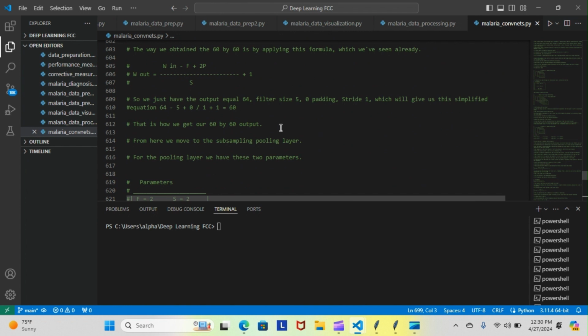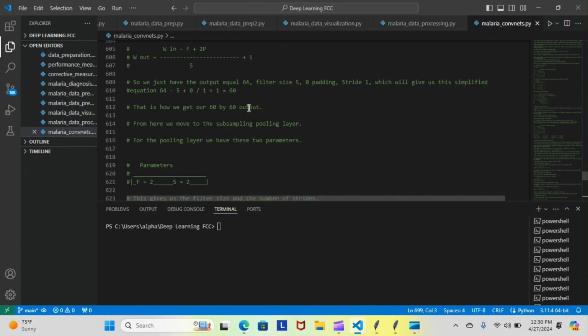So we have the input equal 64, which I just showed you is 64 by 64. The filter size is 5, 0 padding, a stride of 1, which will give us this simplified equation: 64 take away 5 is 59, plus 0, still 59, divided by 1, still 59, plus 1 equals 60. That's how we obtain our 60 by 60 by 6 feature map. And this is how we get our 60 by 60 input feature map. So that should be input, because the 64 is the output. That's how we obtain our 60 by 60 by 6 input map.